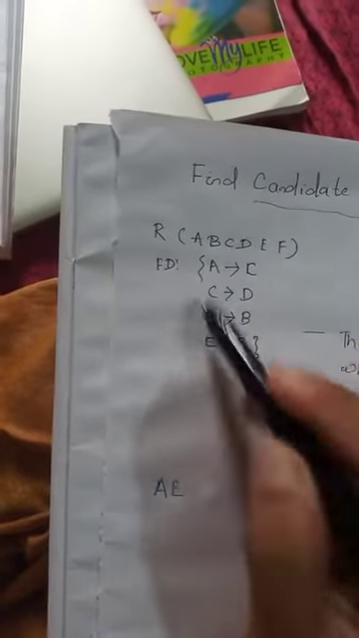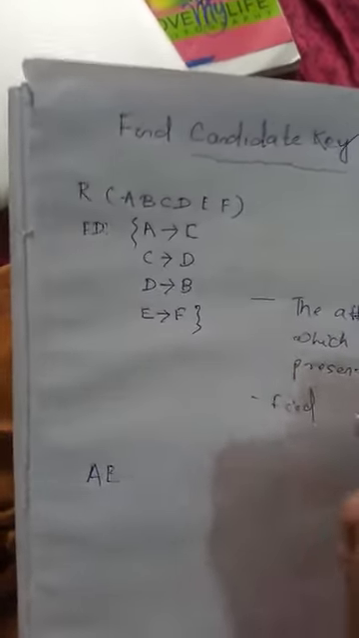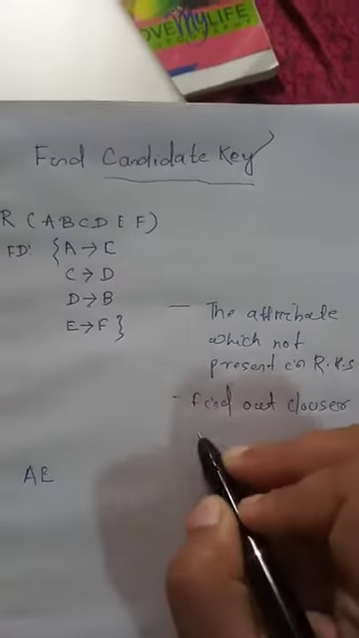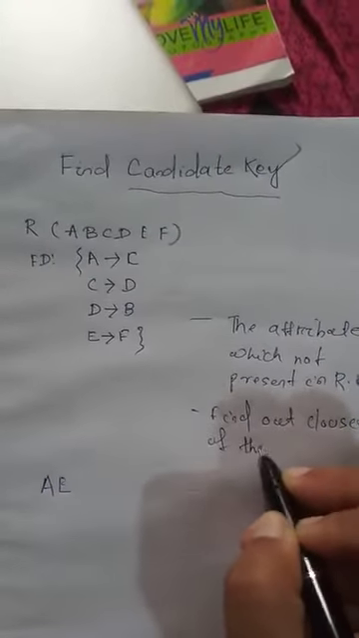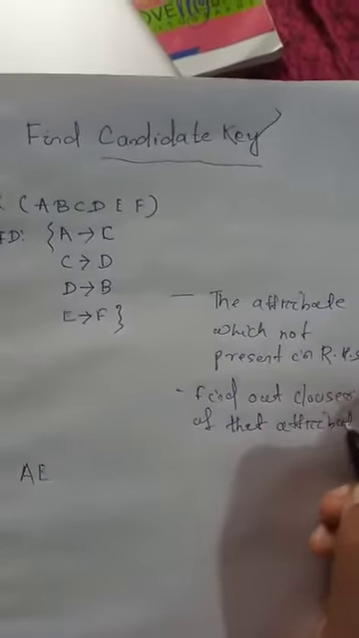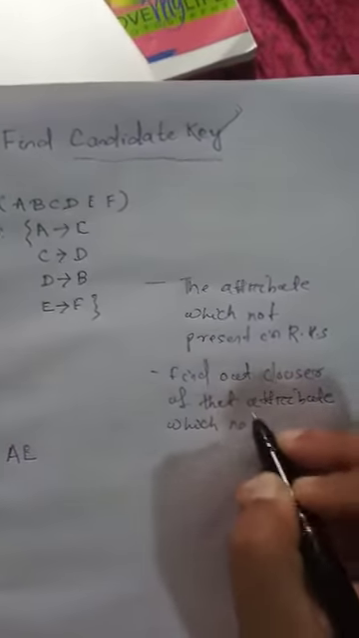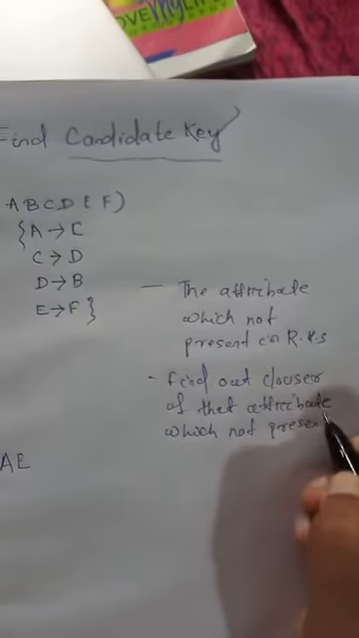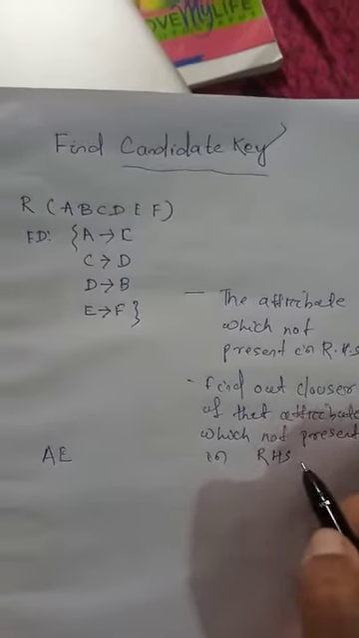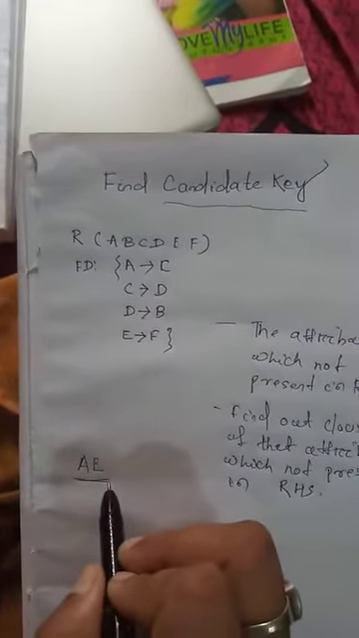Okay, then find out the closure of those attributes which are not present in the RHS. So we have to find out the closure of A and E.